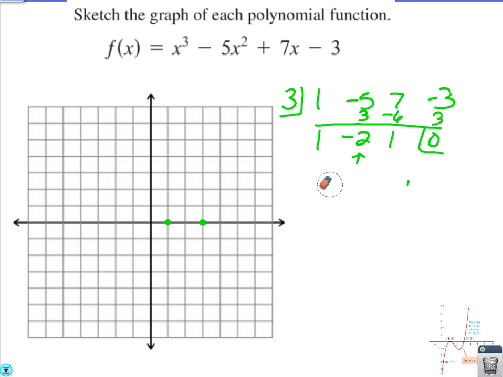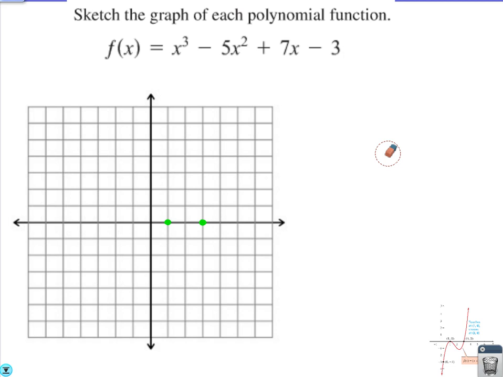Now let's find some other points. And I know graphing calculators would be much easier here, but we're going to try to graph them by hand. We're going to take a trip back to the 70s. Plug in some more points. I'd probably plug in 2.